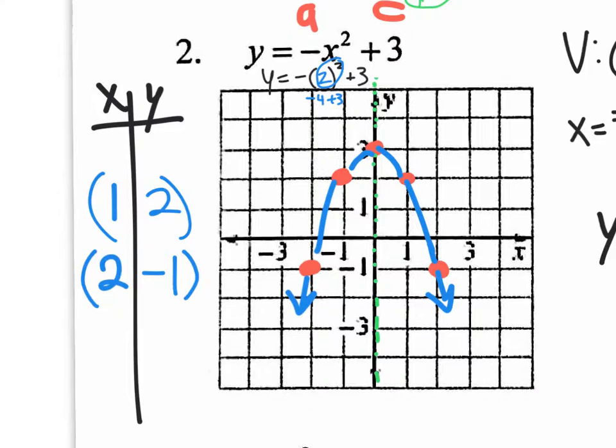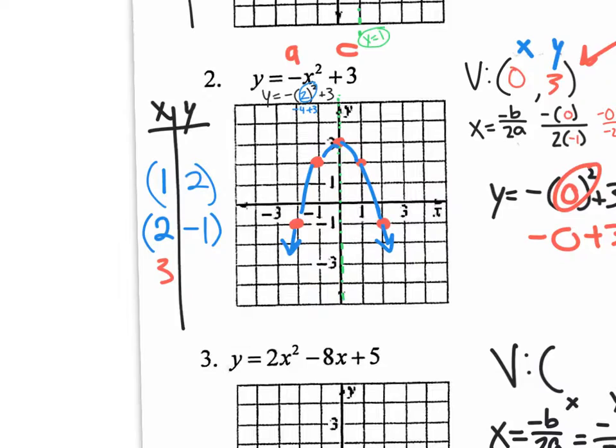Okay? Now, yes, you could plug in more points if you want. Like if I were to plug in a 3 for x, that means that I'd be over here 3 on the x and I'd get a coordinate somewhere down here. Right? Somewhere down here. You don't have to, but you could if you wanted to. You could plug in as many points as you want, actually. But that's already good enough to demonstrate that you know how to graph.